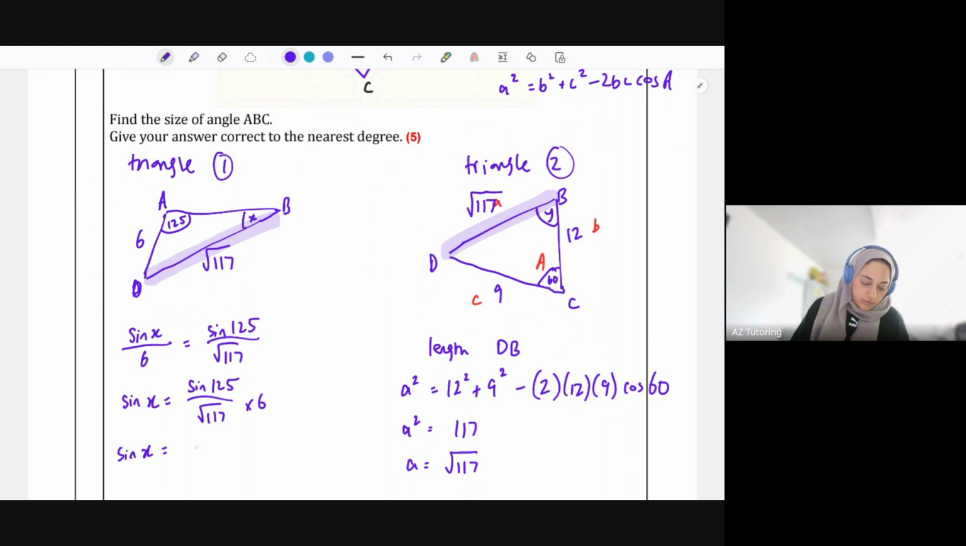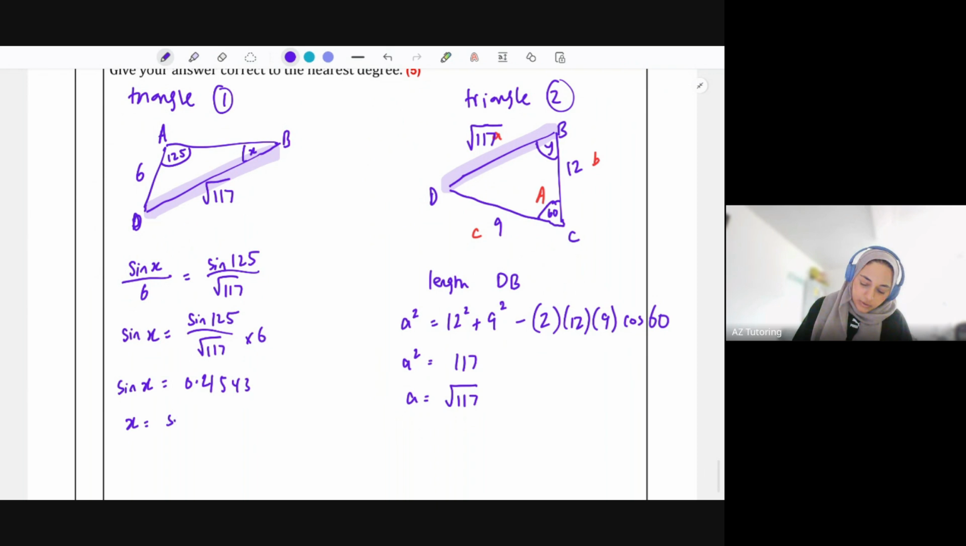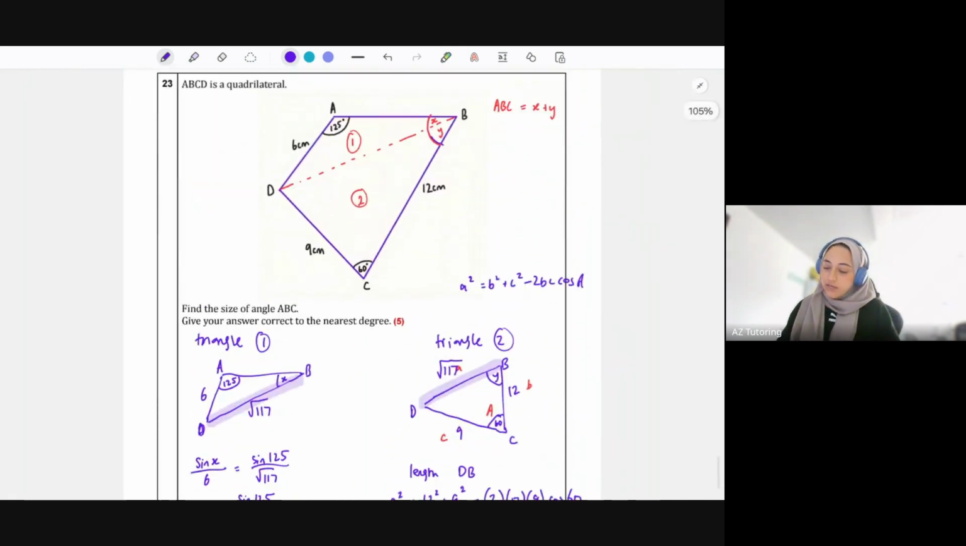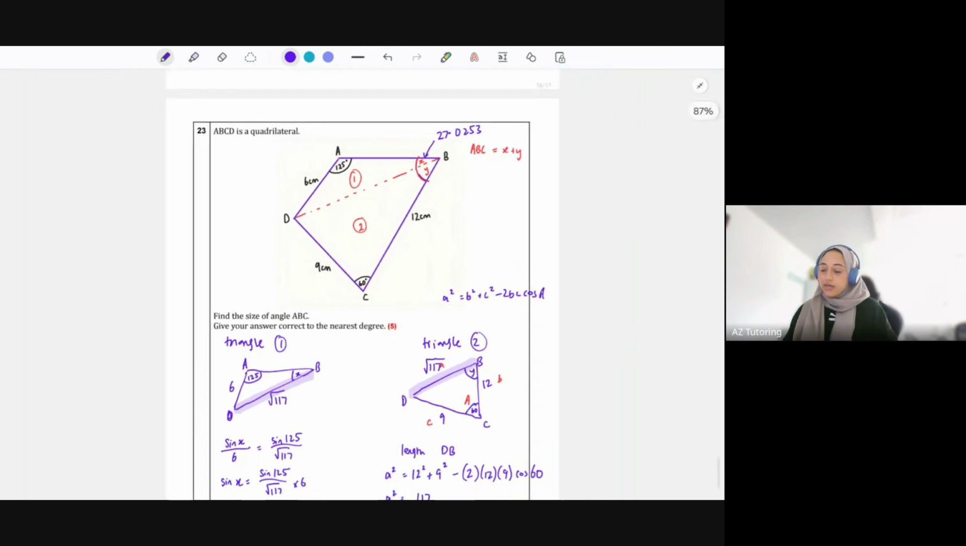So I'll just say sine x equals 0.4543, putting that in the calculator. X equals sine to the minus 1 of 0.4543. So x just equals 27.0253. So I've worked out x, this one here. I got 27.0253. So I just need to work out y.